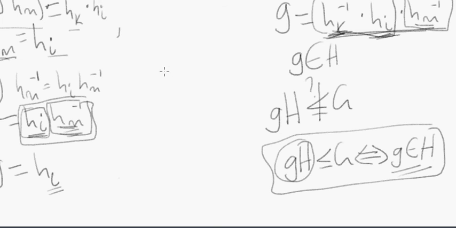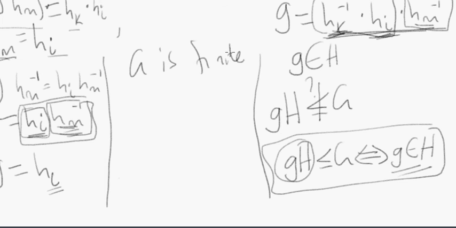Let's stop here, and then in the next video we'll start from this point and continue. And remember that our overall objective is this: if G is a finite group, we're trying to prove Lagrange's theorem. If G is finite and H is a subgroup of G, we're trying to determine whether the size, the cardinality of H, the order of H, divides the order of G.